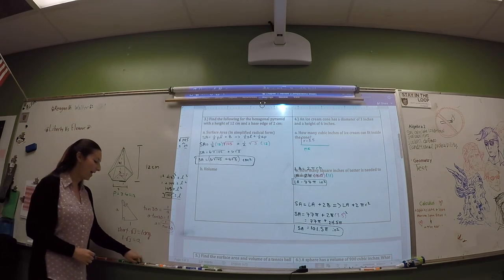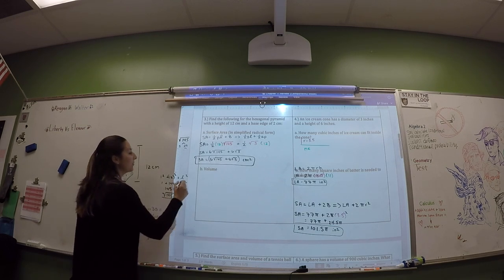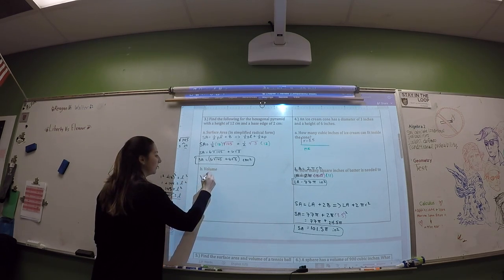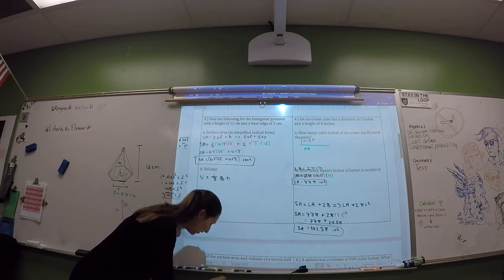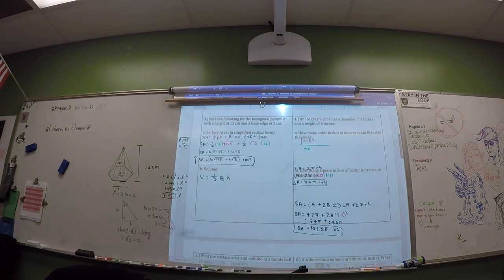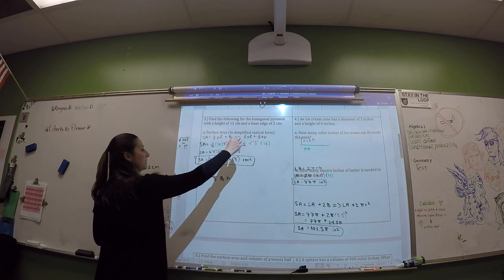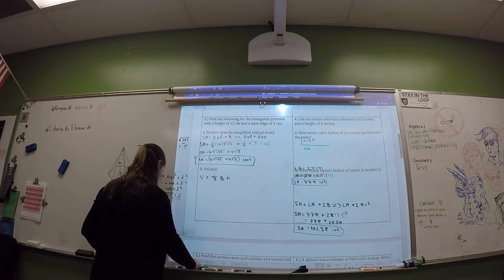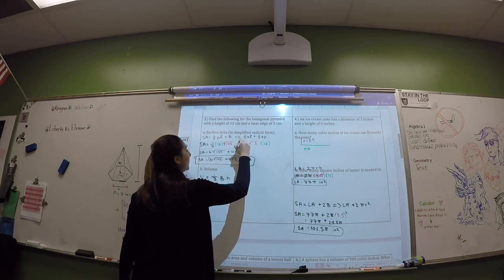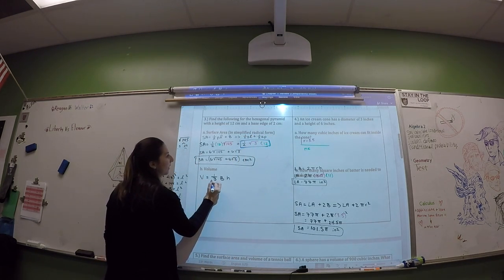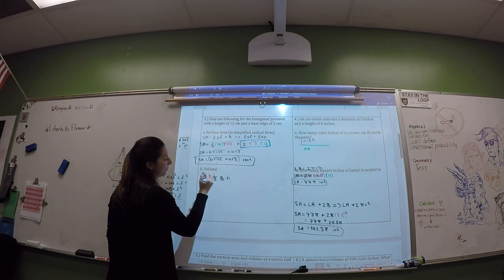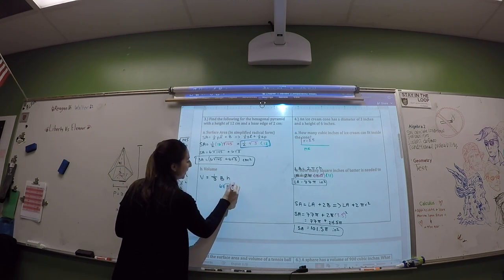Just kidding. How do you find the volume of a pyramid? 1/3 base times height. Now we already have a lot of this. So we have the area of the base. That was this part right here. Like this part here. Okay? And so that was, what was that? 6√3 was the area of the base.